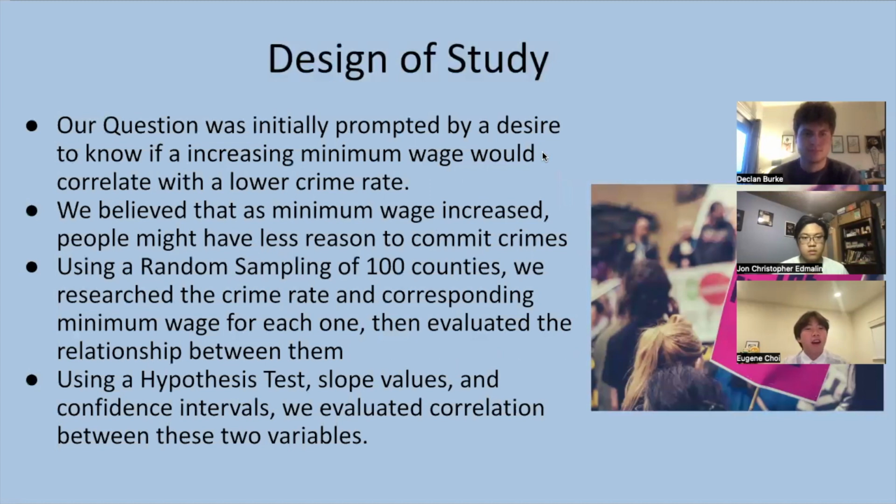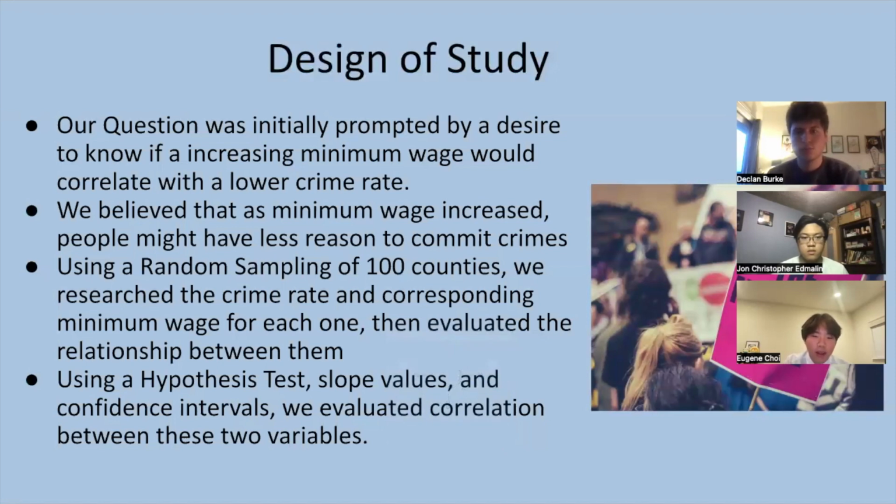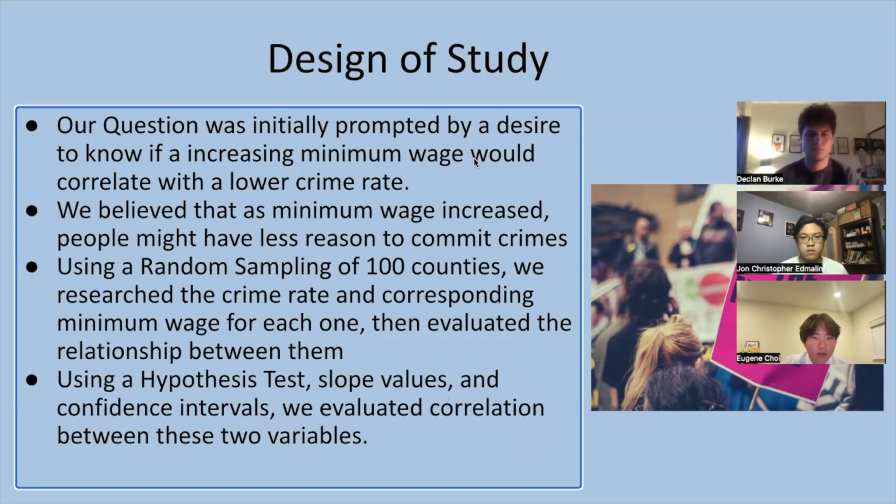Design of study. Our question was initially prompted by a desire to know if an increasing minimum wage would correlate with a lower crime rate. We believe that as minimum wage increased, people might have less reason to commit crimes. Using a random sampling of 100 counties, we researched the crime rate and corresponding minimum wage for each one, then evaluated the relationship between them. Using a hypothesis test, slope values, and confidence intervals, we evaluated correlation between these two variables.